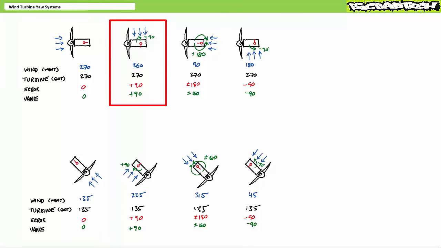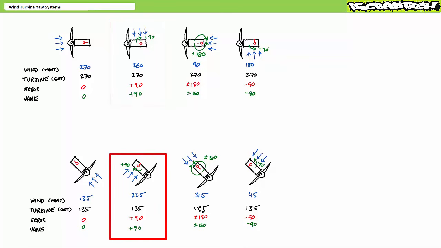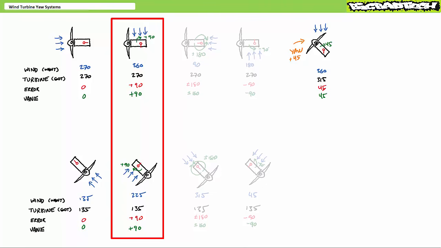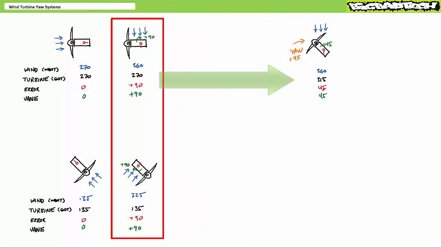For the second scenarios, with the wind turbine pointed west and the wind coming from the north, the wind vane is displaced positive 90 degrees from the home position. Similarly, with the turbine pointed southeast and the wind coming from the southwest, the wind vane is displaced positive 90 degrees. In both these scenarios, the wind vane demonstrates the turbine is 90 degrees to the left of the wind, and it needs to turn 90 degrees to the right, i.e. positive 90 degrees clockwise.